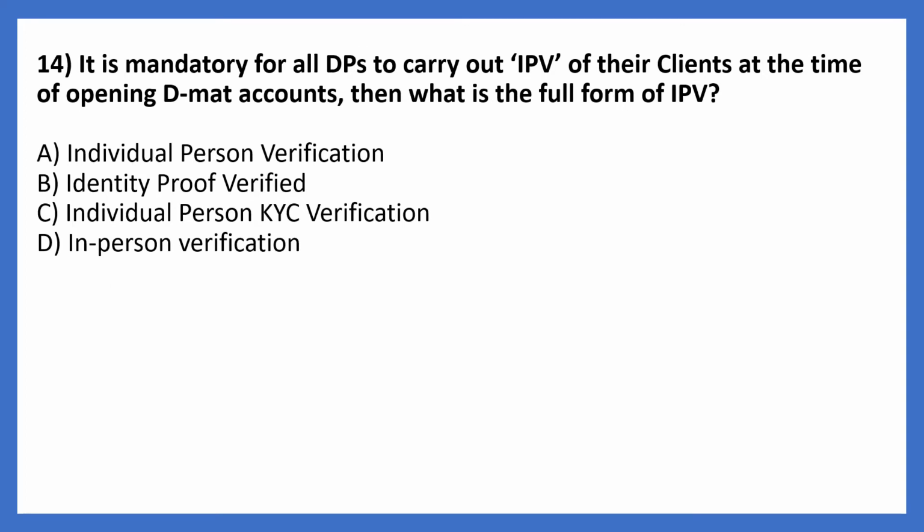It is mandatory for all DPs to carry out IPV of their clients at the time of opening Demat accounts. Then what is the full form of IPV? Option A, individual person verification. Option B, identity proof verified. Option C, individual person KYC verification. And option D, in-person verification. The correct answer is option D, in-person verification.